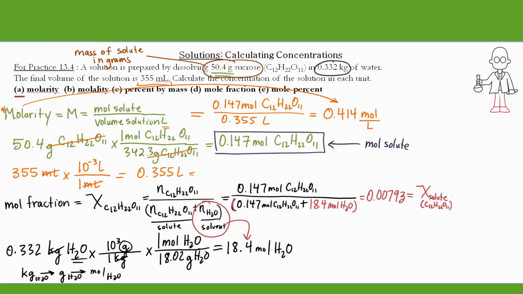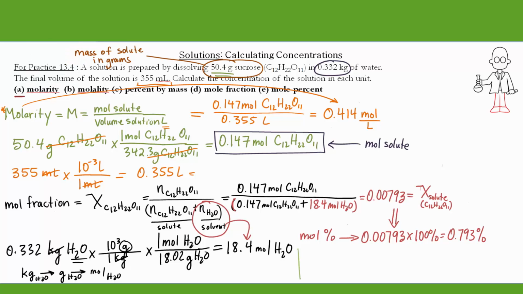Now the mole percent would be simply multiplying this number by 100. So 0.00793 multiplied by 100% is equal to 0.793%. This is the mole percent. Okay.